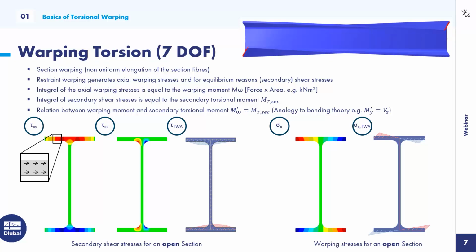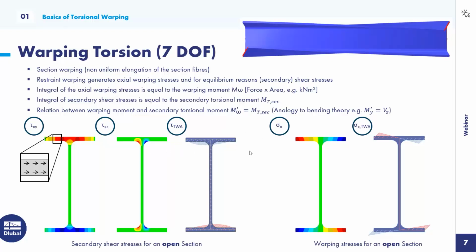In case warping of the section is somehow constrained, axial stresses affine to the restrained deformation will occur. Similar to axial bending stresses, the axial warping stresses need to be balanced by shear stresses. Those shear stresses that are required for equilibrium are called secondary torsional shear stresses. When we examine the stress distribution for axial warping stresses here on the lower right corner and the corresponding shear stresses here for the thin-walled analysis solution, we directly see the analogy between the axial bending stresses and shear stresses due to shear forces. So it's very obvious.